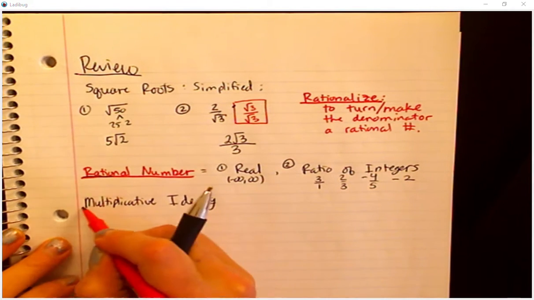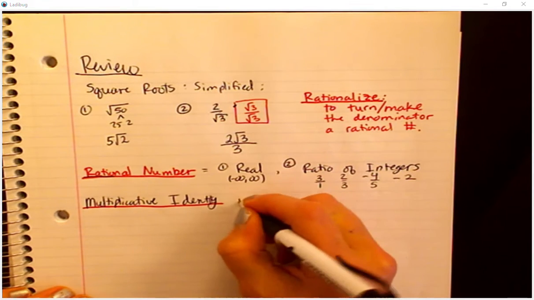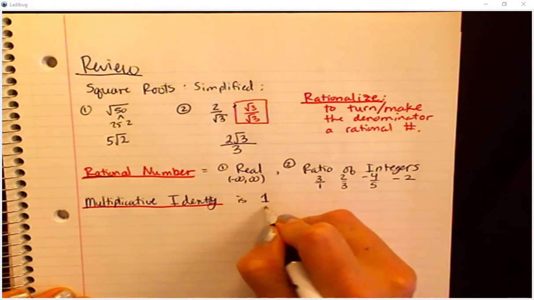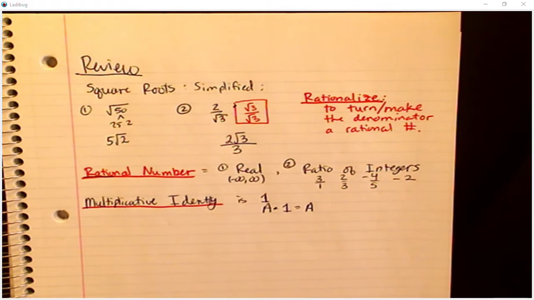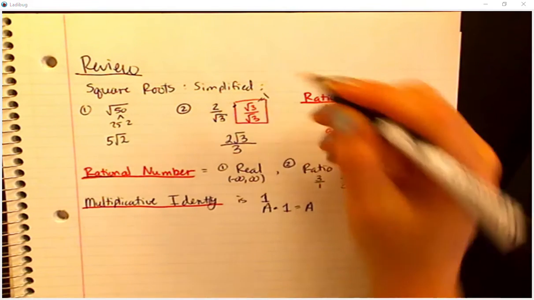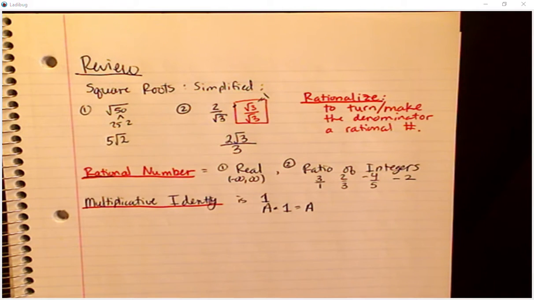Multiplicative identity is 1 because A times 1 is still A. That's why you're allowed to multiply by root 3 over 3. It's the multiplicative identity. I like to call root 3 over 3 a fancy form of 1 because root 3 divided by root 3 is equal to 1. That is a very useful strategy. Sometimes we make 1 look a lot of different ways depending upon the type of problem we start with.